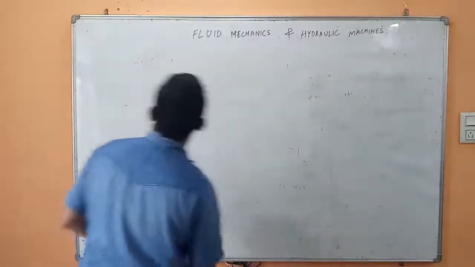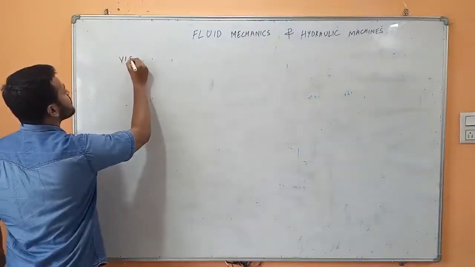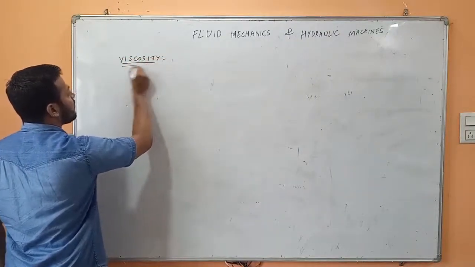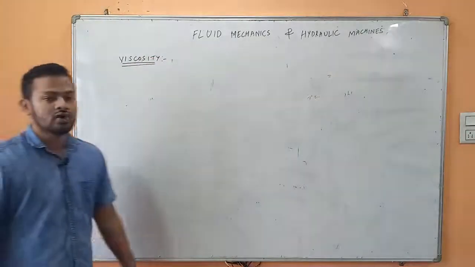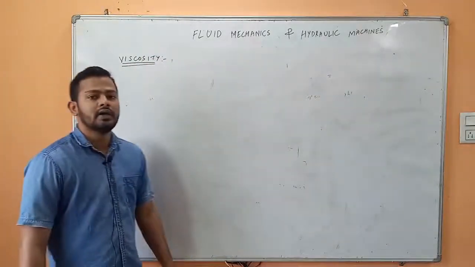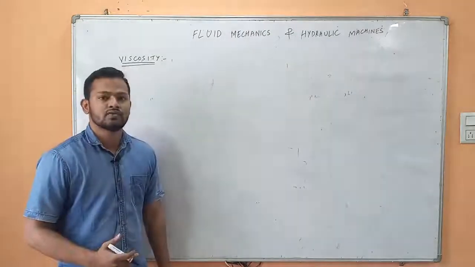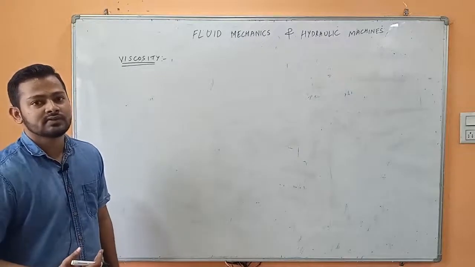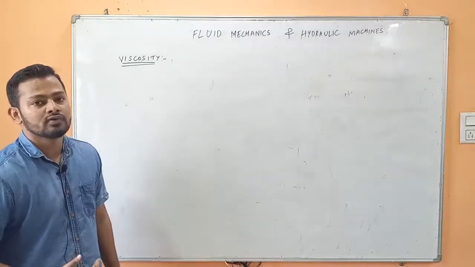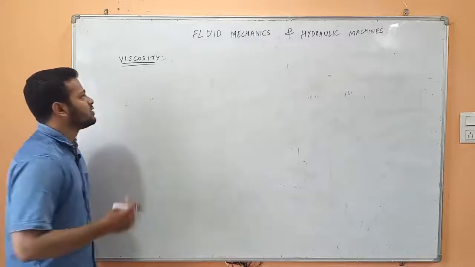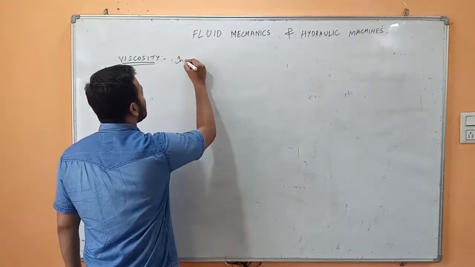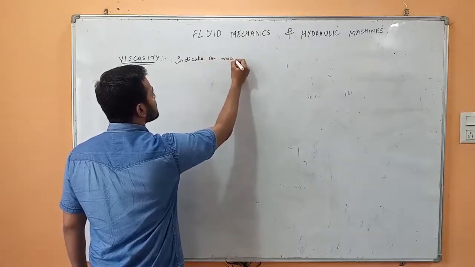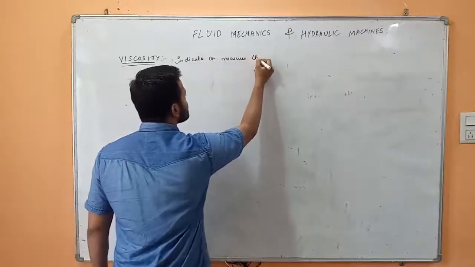The next property of fluid is viscosity. Okay. Viscosity is a property of fluid which indicates or measures the resistance to flow. So more viscous means more stickiness. So you will have to apply more force in order to bring the liquid in motion. So this property indicates or measures the resistance to flow.